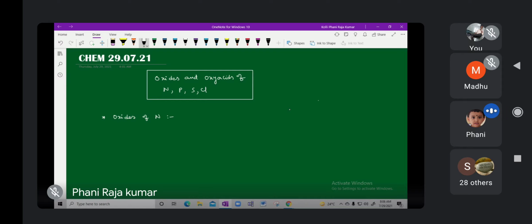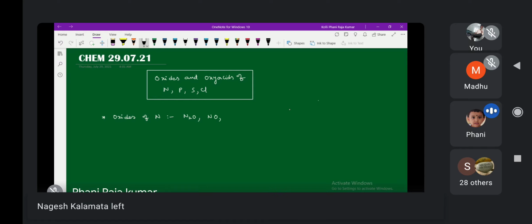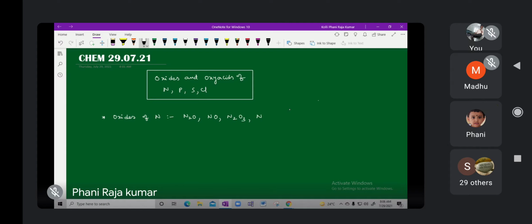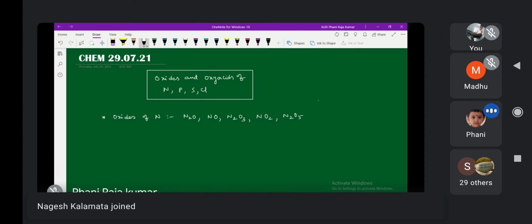Oxides of nitrogen: N2O, NO, N2O3, NO2, N2O5.